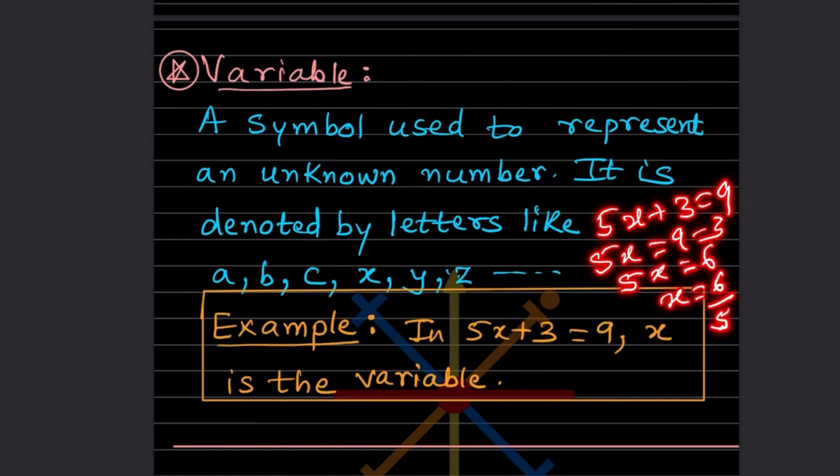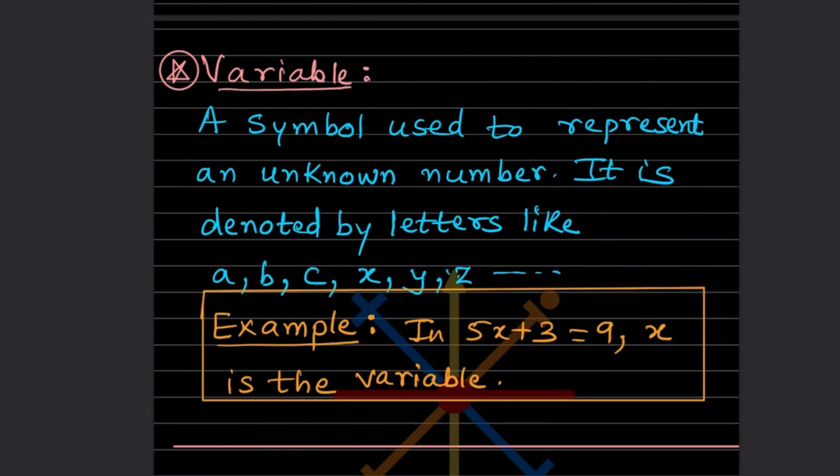And why do we divide? Because this is a multiplication. When the 5 changes its place, it is going to get divided. We are not going to see that in depth right now; I'll show you later. Now we got the value of x, right? So x is the variable over here.